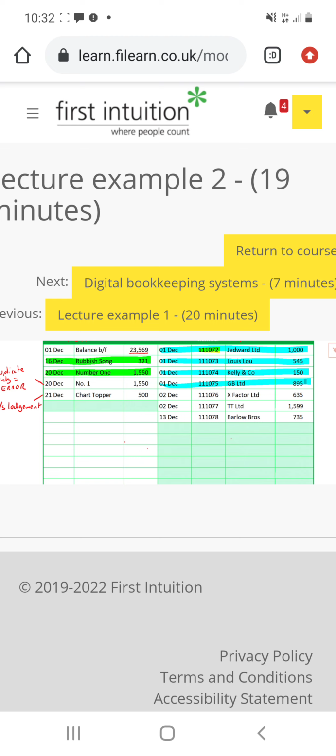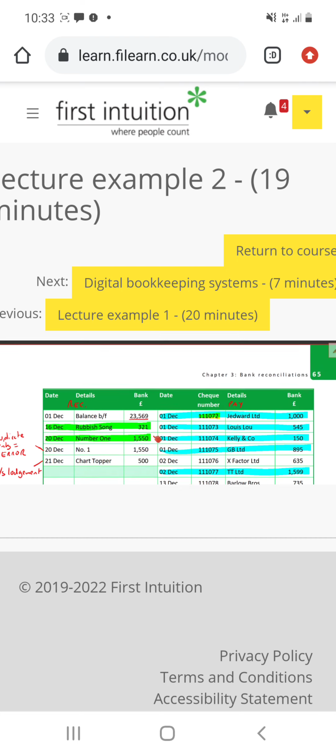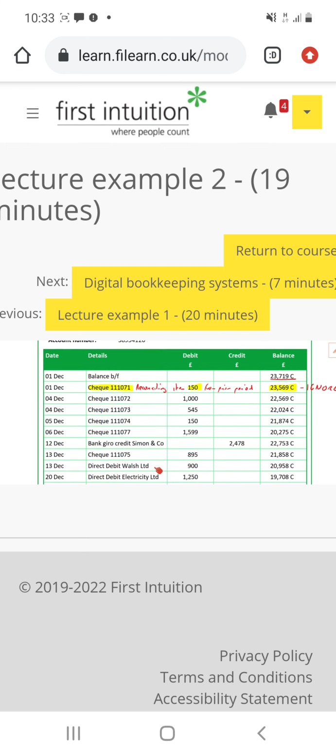I can't see X-Factor Limited. I can't see an amount 635, so I don't have to worry about that one. I can see, though, 1599 for TT Limited. So I can see that in the bank statement. And I can't see that 735 from Barlow Brothers. So we've got 5 entries there. And I'll show you on the bank statement if you haven't already seen them.